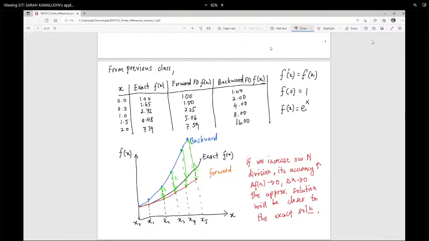If let's say in these solutions we use n is equal to 10, maybe we will get this kind of solutions. This is for n is equal to 5, n is equal to 4, 4 divisions, 5 points, and n equal to 10, right? With 11 points. Okay, so far, any questions regarding this?